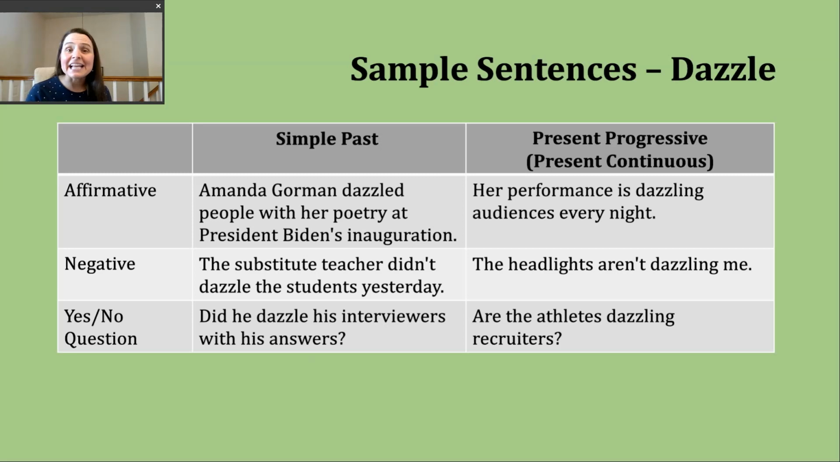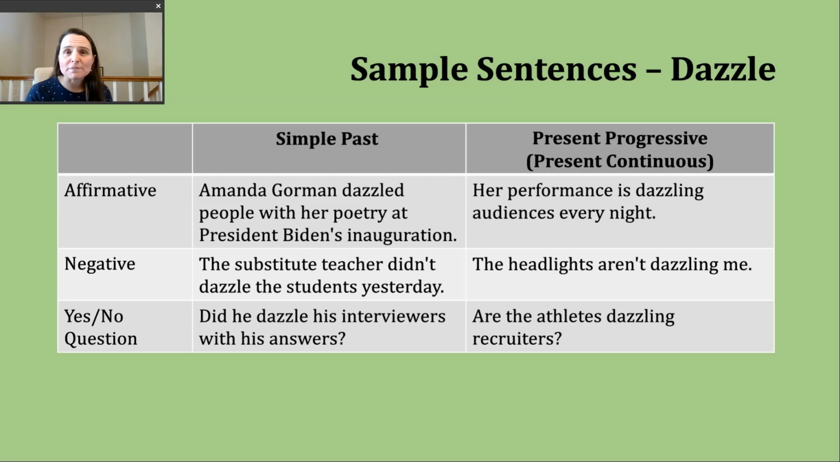Now let's look at making a yes or no question in the simple past tense. To do this, we're going to start with did, then we're going to have our subject, and then the base verb. So again, no ed ending here. The ed ending is only in the affirmative. An example here. Did he dazzle his interviewers with his answers? So again, think of that meaning of impress, where people go, oh, wow, that person has some special skills or impressive strengths, maybe another way to think of it. Now let's take a look at the present progressive.